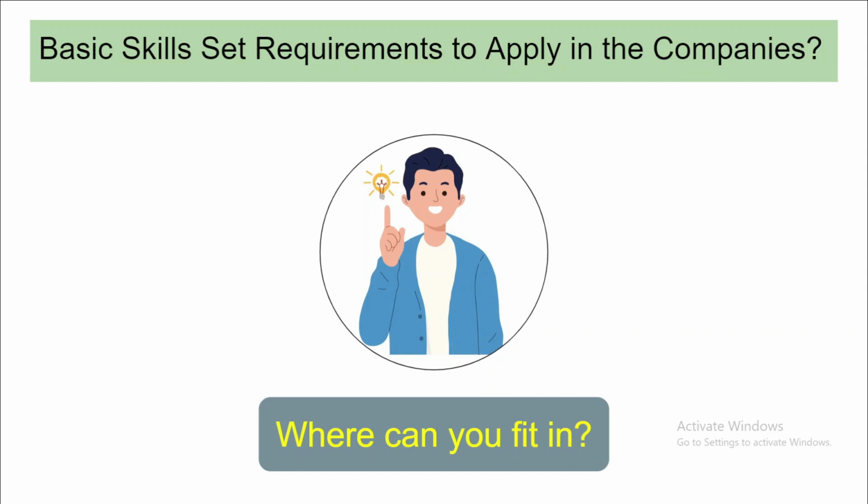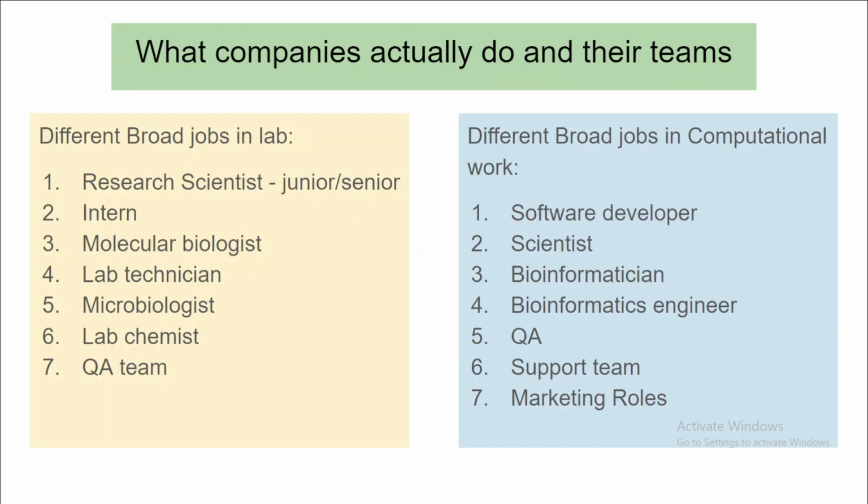To know at which position I'm a good fit, you first have to look into the company structure. What the company actually does and their team structures. Basically the company is divided into two categories. The different broad jobs in the field of wet lab, where you can see different positions for junior and senior scientists. There are many open positions for intern, molecular biologist, lab technician, microbiologist, lab chemist, and QA team.